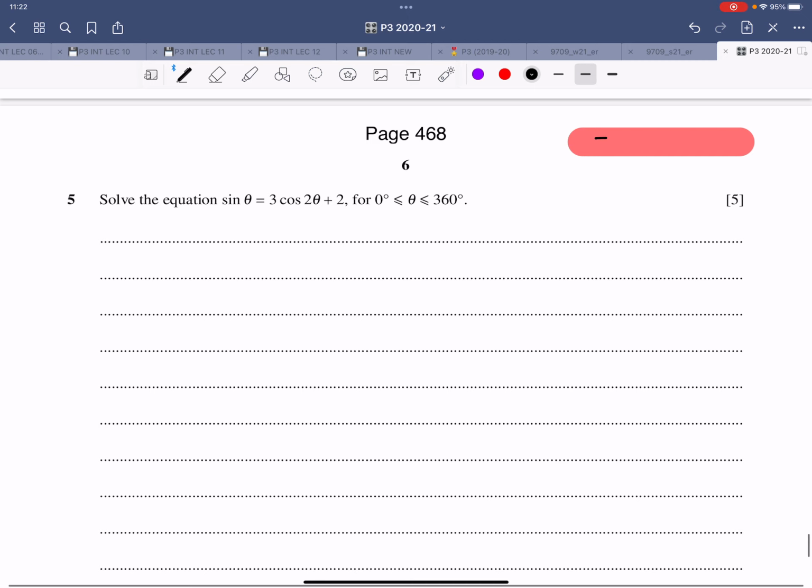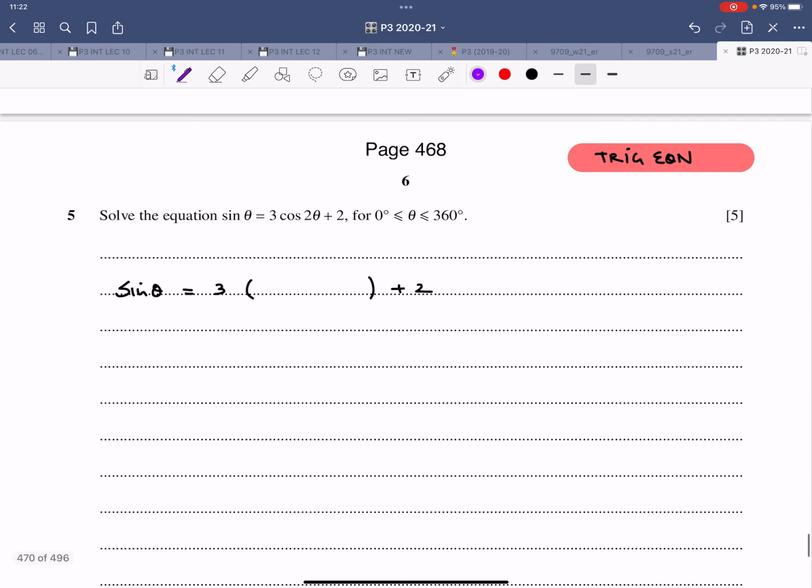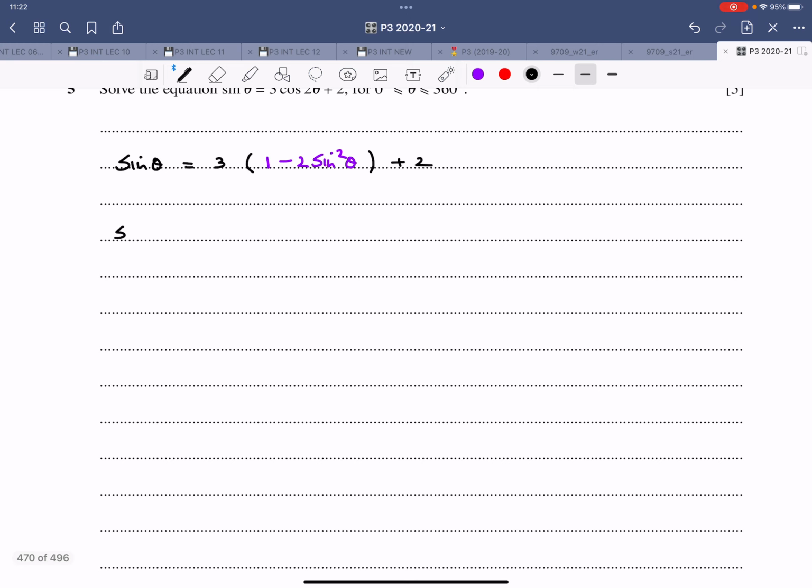Solve the equation. So this is a trigonometric equation, and this is involving a double angle. Sine of theta is equal to 3 cosine 2 theta plus 2. What format of cosine 2 theta is needed? Something that's compatible with sine, which is 1 minus 2 sine squared theta. That is the one that we will use. So therefore sine theta equals 3 minus 6 sine squared theta plus 2. Therefore 6 sine squared theta plus sine theta, 3 plus 2 is 5, taken to the other side, that is minus 5, equals 0. So that is the first thing that we need.